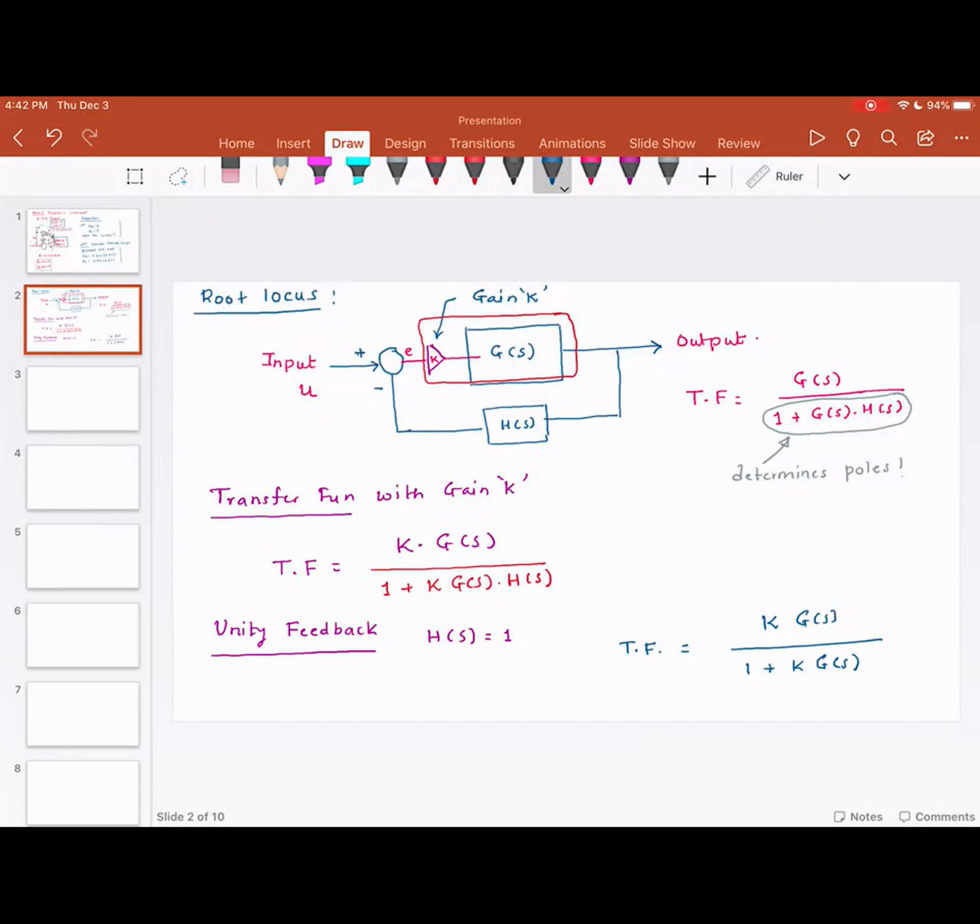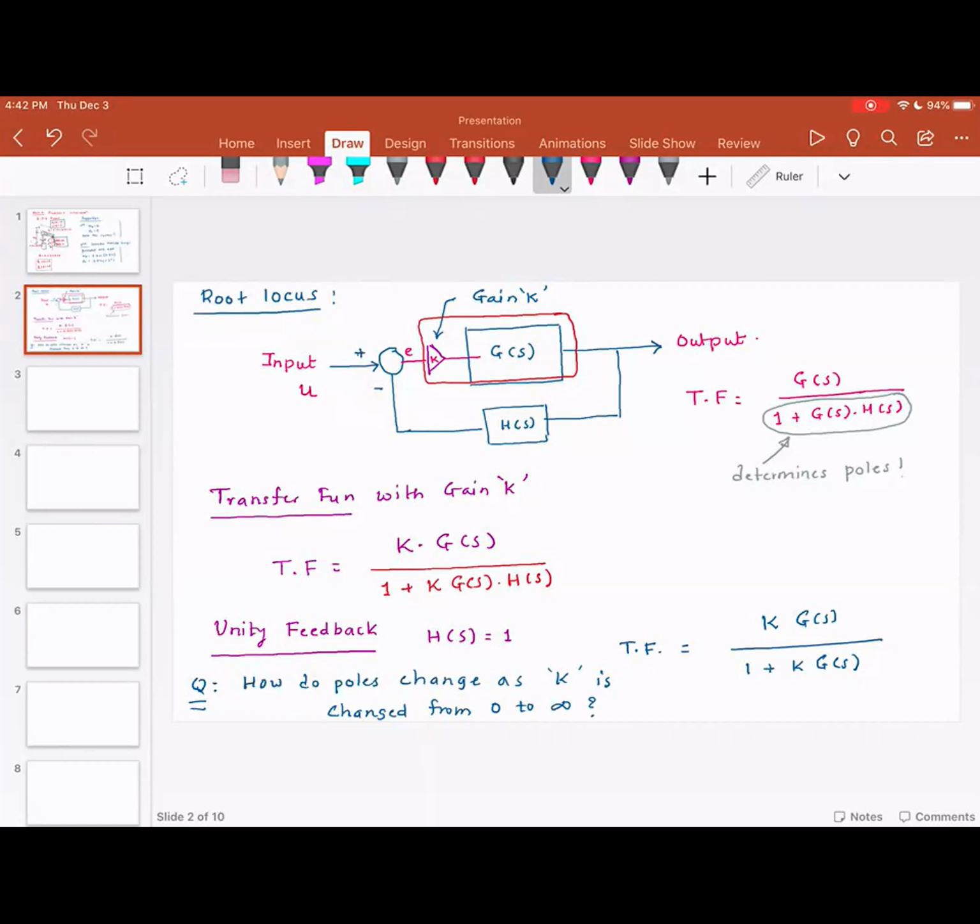Now, here is the idea. What I want to find out is the question: how do the poles change as K is changed from 0 to infinity? This is the question that I want to answer.